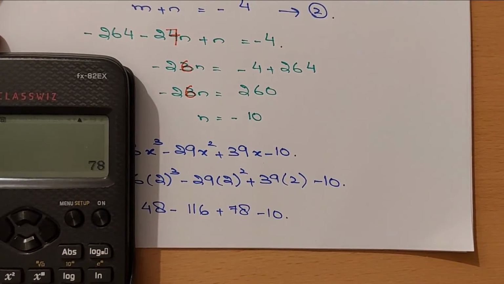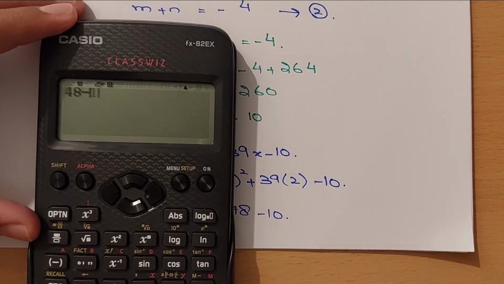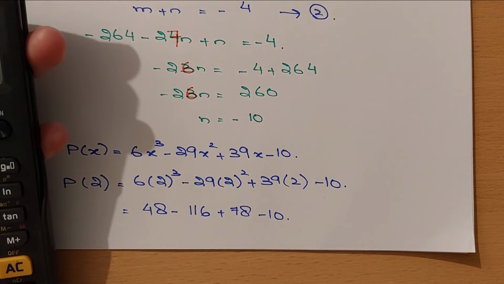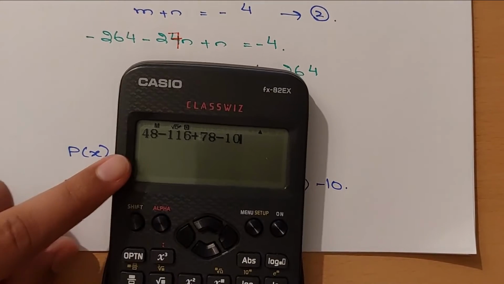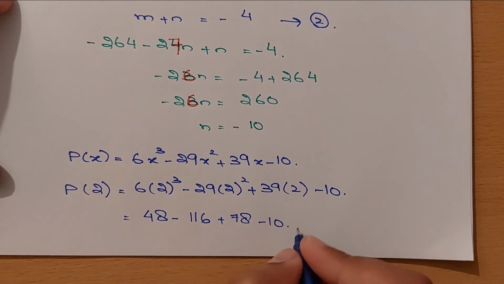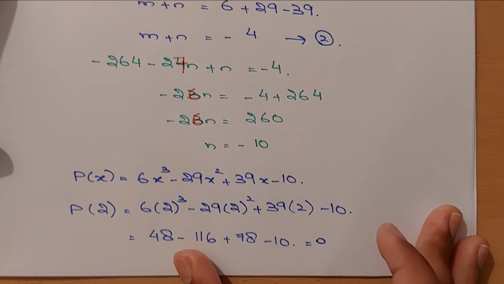Let's see. 48 minus 116 plus 78 minus 10. This is equal to 0. Yes, so we can say that x minus 2 is a factor of the given polynomial.